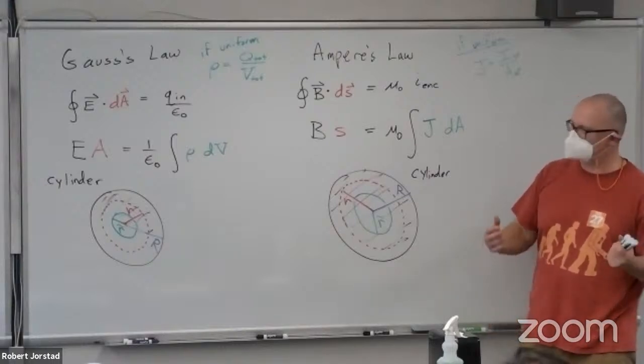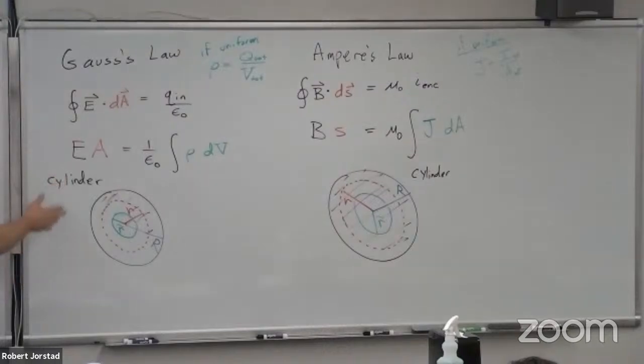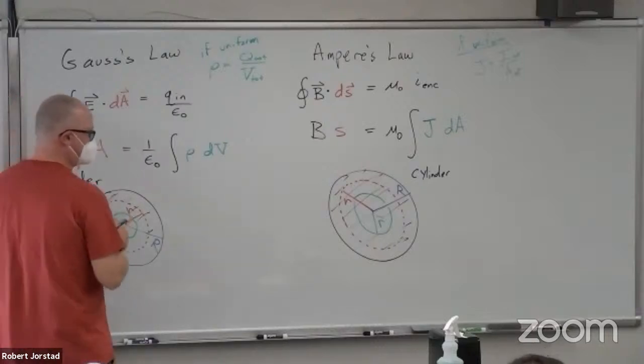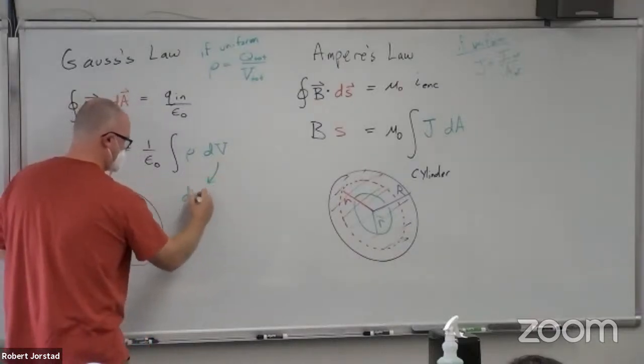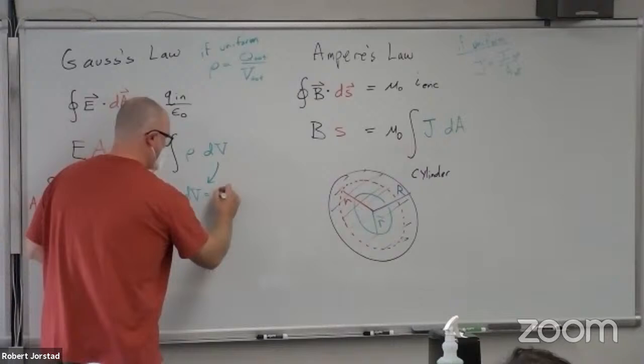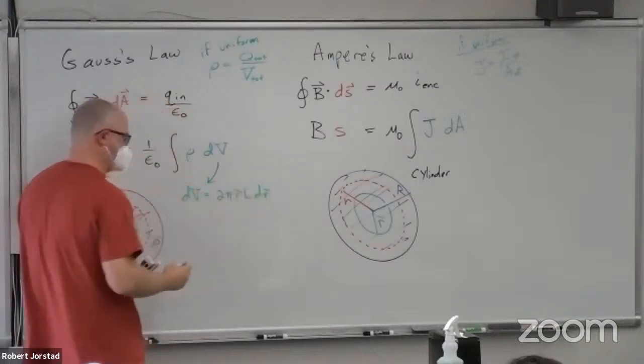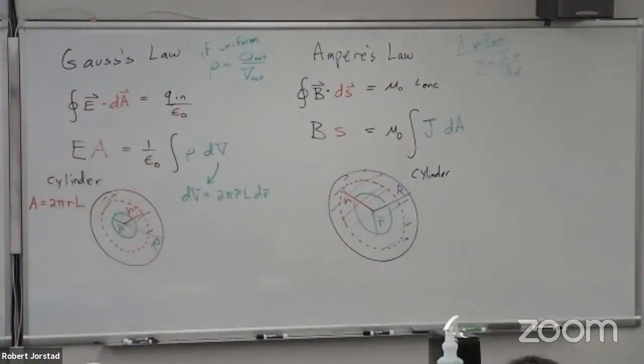Let's remind ourselves of the idiosyncrasies here. I think it's important. When we were over here in Gauss's law, what was the area for a cylinder that we oftentimes use? 2 pi RL, right? What was dV for a cylinder? Area times thickness. And then we call these R twiddles, remember that? So that was our Gauss's law.